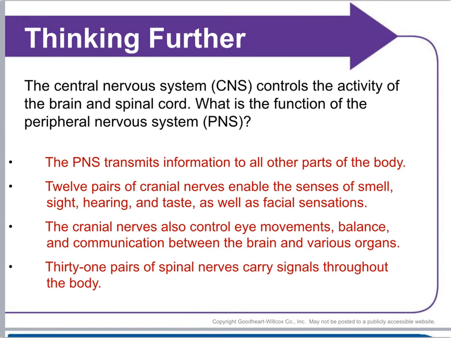So the central nervous system controls the activity of the brain and spinal cord. And what is the function of the peripheral nervous system? Well, I told you, its job is to control everything else, any information to all other parts of the body. So you have 12 pairs of cranial nerves that enable the senses of smell, sight, hearing, taste, as well as facial sensations. And your cranial nerves also control eye movements, balance, communication. There are 31 pairs of spinal nerves that carry signals throughout the body. So that's a lot. So the PNS has a lot of job responsibilities.